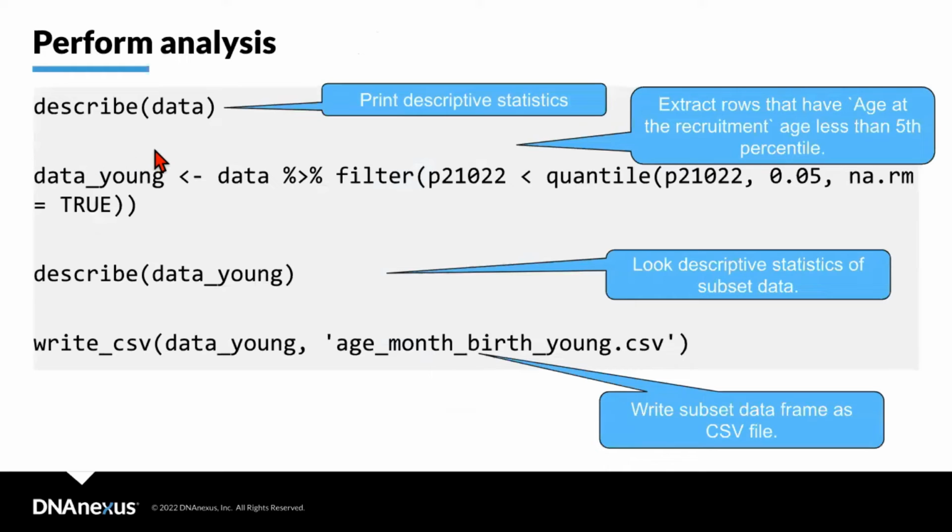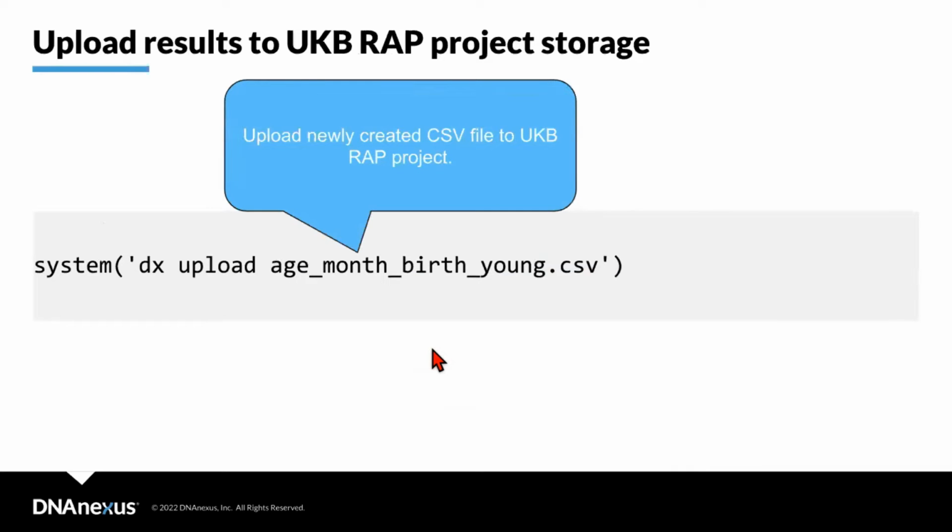So we make descriptive statistics. We filter our data because we want to have age less than the 5th percentile. We name this subset data young, and then we write it as a new CSV. And once we have our new CSV, we would like to upload it back to the platform. By this, we're completing our cycle: transferring data from UKB RAP to instance storage, working with data, analyzing, producing some results, and then uploading results back to the project storage.